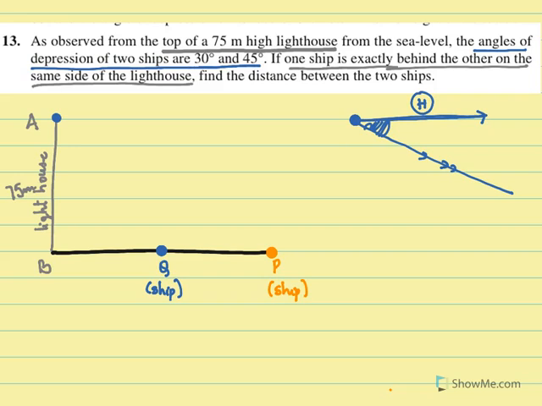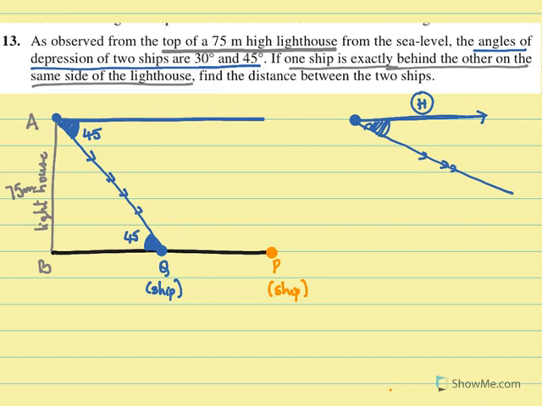Let's look at the first ship. So the first ship from A, we are looking at the first ship. Here it will be my line of sight. Now I have to mark the angle of depression. So I need to draw my horizontal at the point of observation. So A is my point of observation, this is my horizontal. So the angle between the horizontal and the line of sight is this angle, right? And this angle will be 45. Now if this is 45, definitely this angle also will be 45. Why? Alternate angles.